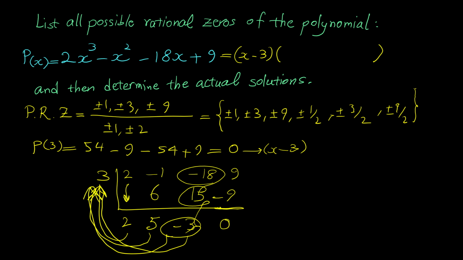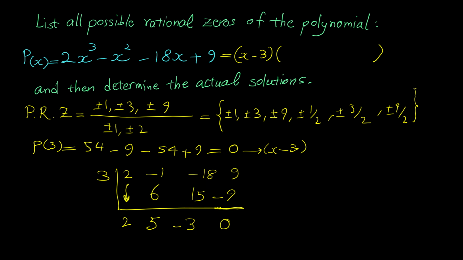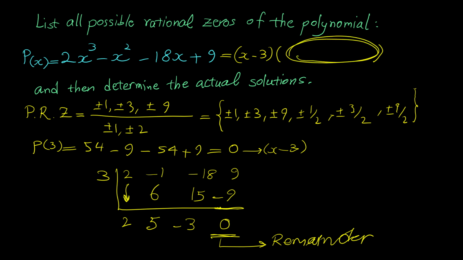As we expected, it should be 0 because this last number in the synthetic division, this last number that appears at the end, always shows the remainder. And the remainder is 0 because we expected x minus 3 to be a factor. So the remainder is obviously 0. Then, what would be the polynomial that we have to write here? Based on these numbers, that polynomial is 2x to the 2 plus 5x minus 3.